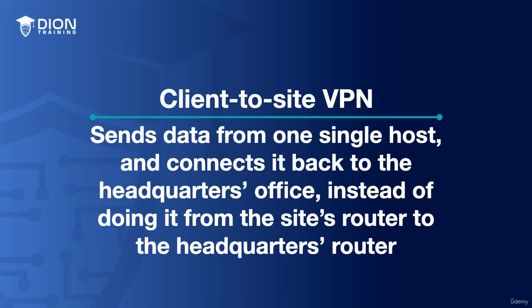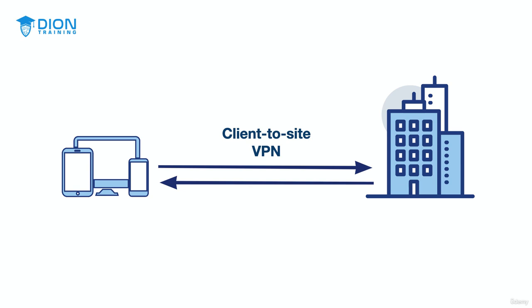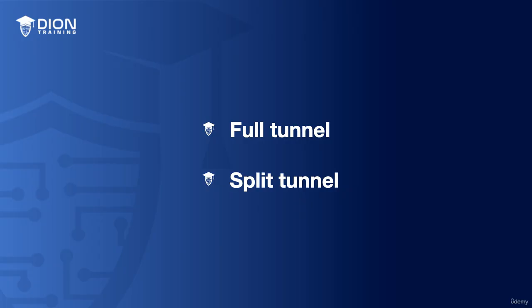When we deal with a client-to-site VPN, on the other hand, we are sending data from one single host, like a laptop, a cell phone, a smartphone, or a tablet, and connecting it back to our headquarters office instead of doing it from the site's router to the headquarters router. This allows only the remote user to be able to connect back to the head office, and that's why we call it client-to-site.